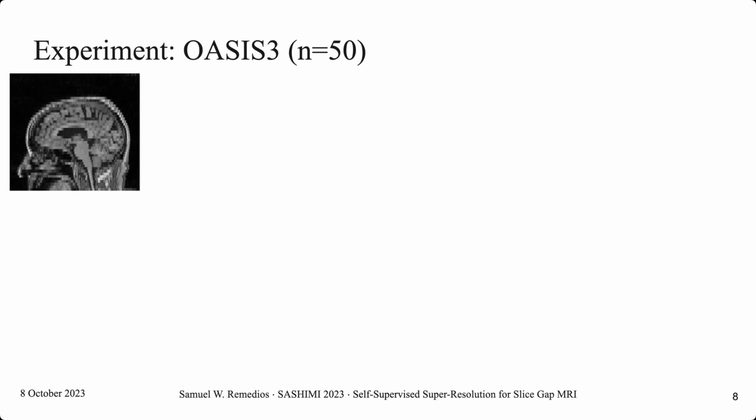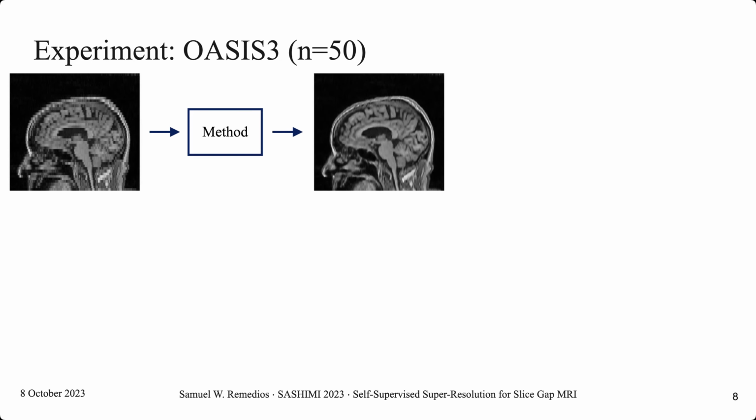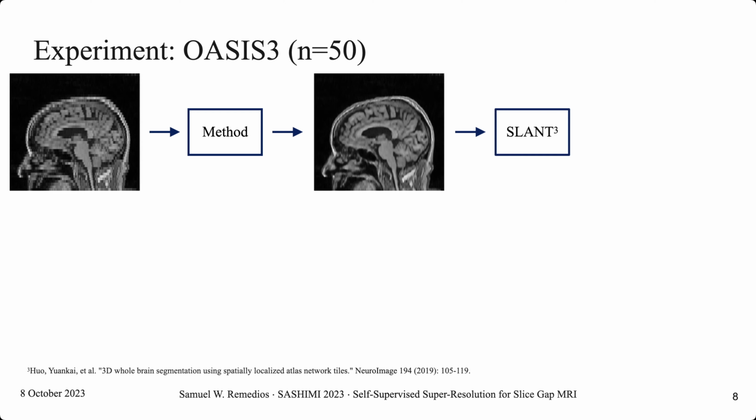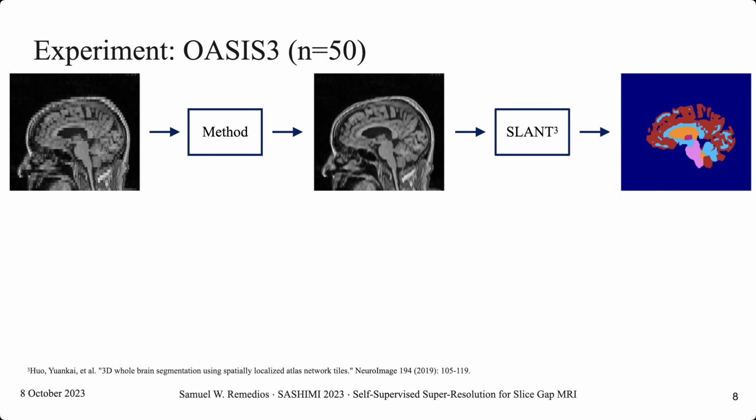We took 50 subjects from the OASIS 3 dataset, all isotropic and high resolution, and simulated their low resolution counterparts using the observation model mentioned before. Then, we took the low resolution data and ran them through a method, including competing methods and our proposed one, to obtain a super resolved volume. We then ran this volume through SLANT, a pre-trained deep network for brain region segmentation, and this results in a label volume of the super resolved image.